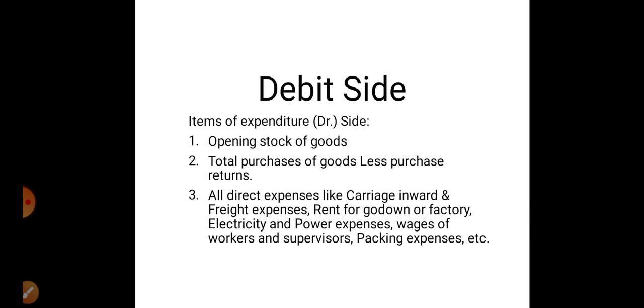Number 3, all the direct expenses. Direct expenses means all the expenses which are incurred during the process of production, like carriage inward, freight expenses, rent for godown or factory, electricity and power expenses, wages of workers and supervisors, packing expenses, etc. So, these are the contents of the debit side.